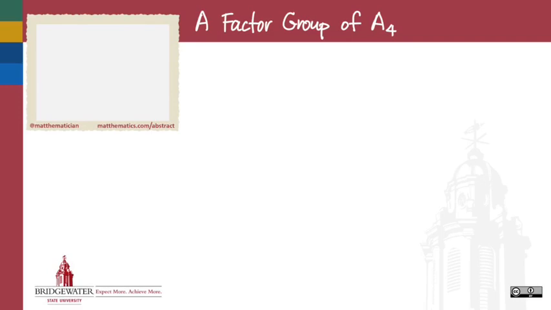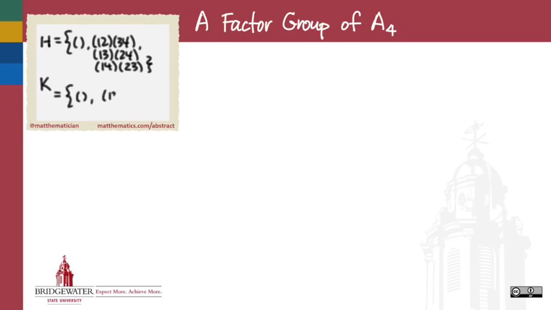So on the quiz, I gave you a listing of all the elements of A4, just so there could be no confusion about what the group A4 is that we're talking about. And I gave you 2 choices of possible subgroup of A4. One of them was called, what was it? Did I call them H and K? And H had these 4 elements in it: identity, (1 2) composed with (3 4), (1 3) composed with (2 4), and (1 4) composed with (2 3). And then K just had 2 elements in it. It was just identity and (1 3) composed with (2 4).